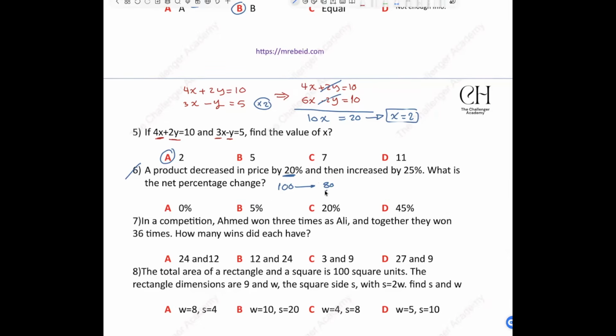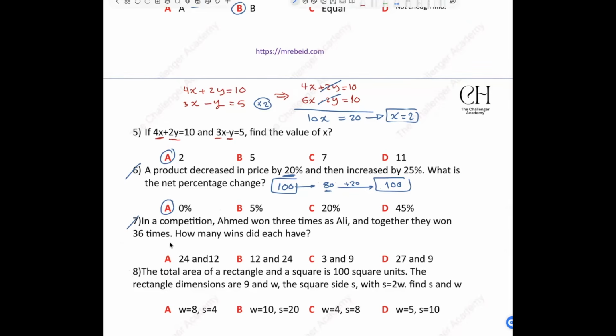Then increasing this price by 25%. 25% of 80, the last price, is 20. So if you increase 80 by 20 riyals, it will be 100. It means that the price will not change. So there is no change in the price, so it's 0%.